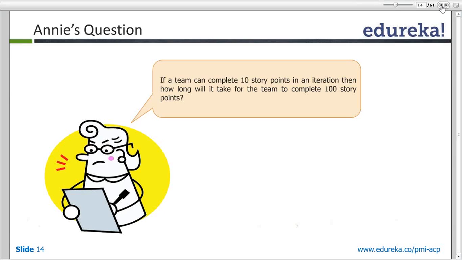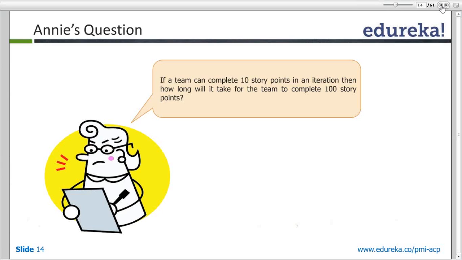Okay, so let's do a quick question. If a team can complete 10 story points in an iteration, then how long will it take for the team to complete 100 story points? How many iterations would be there? All done? Yeah, it's 10 again. 10 iterations? Yeah. Clear?